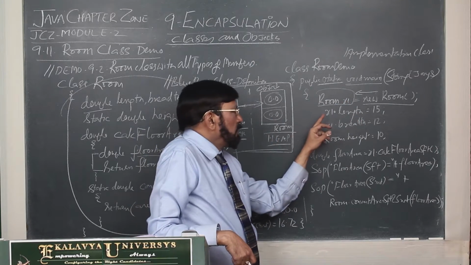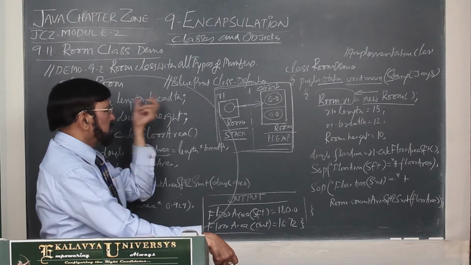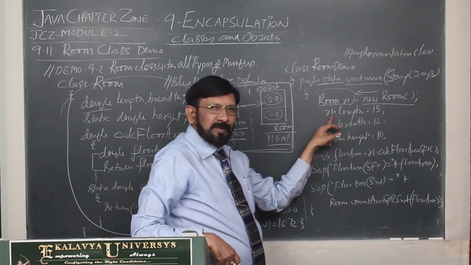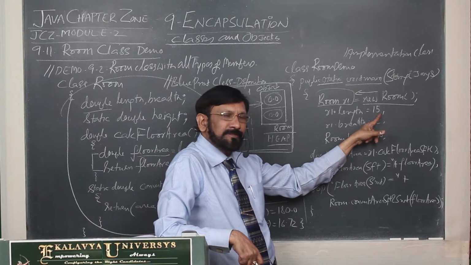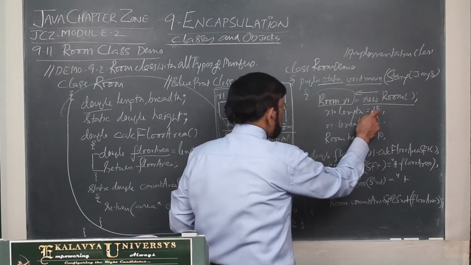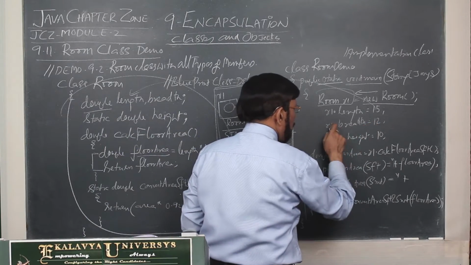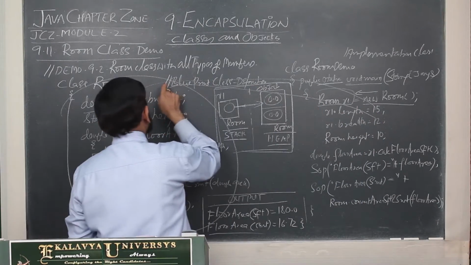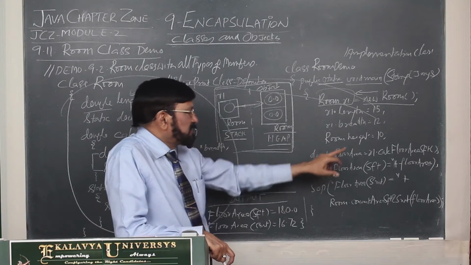Now how can you initialize this length and breadth of R1? R1 dot length. R1's length is 15. Then where does it go? It goes here. And r1 dot breadth, it goes here.